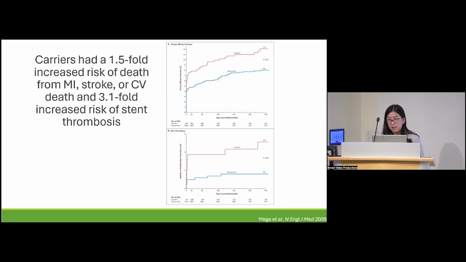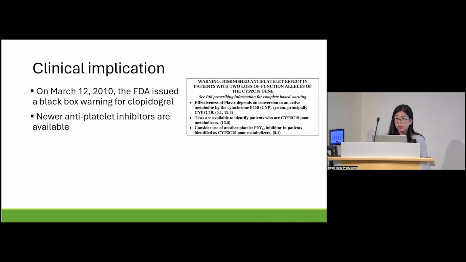So again, we're seeing that this has an effect on outcomes. And so what is the clinical implication of this? Well, the FDA did issue a black box warning for clopidogrel, where they show that loss of function alleles can really reduce the efficacy of this antiplatelet agent. And in terms of precision medicine, what others have done is, instead of using clopidogrel for people who have these reduced function variants, to switch them to newer antiplatelet inhibitors where there isn't that kind of effect of that variant.